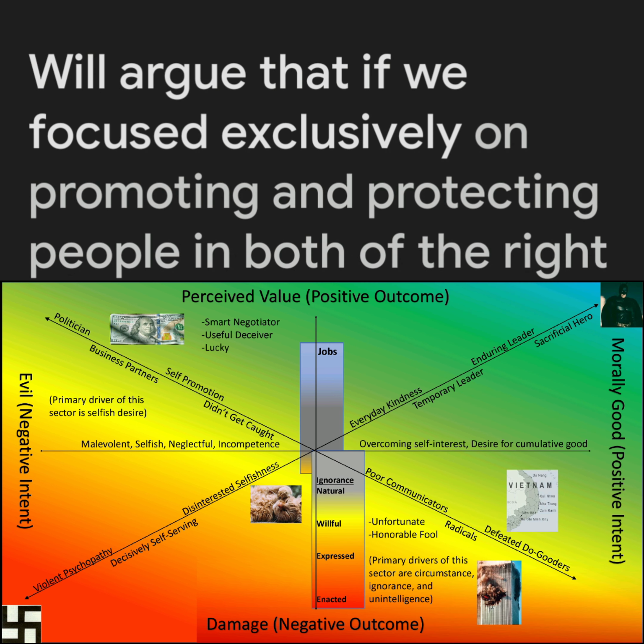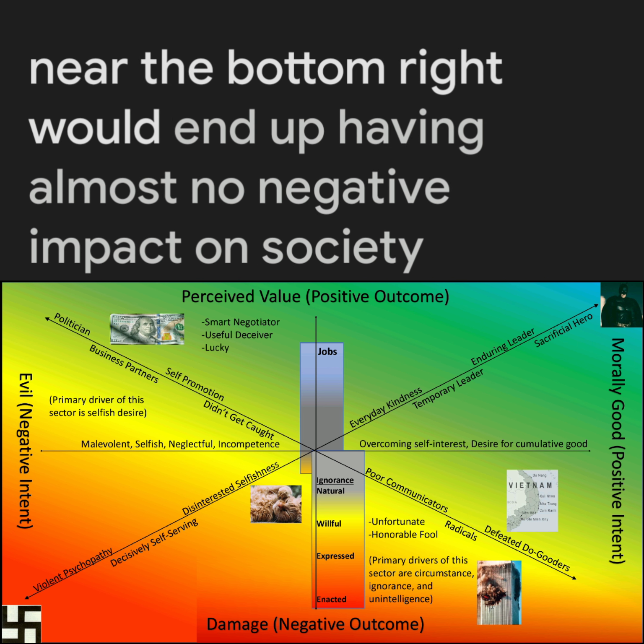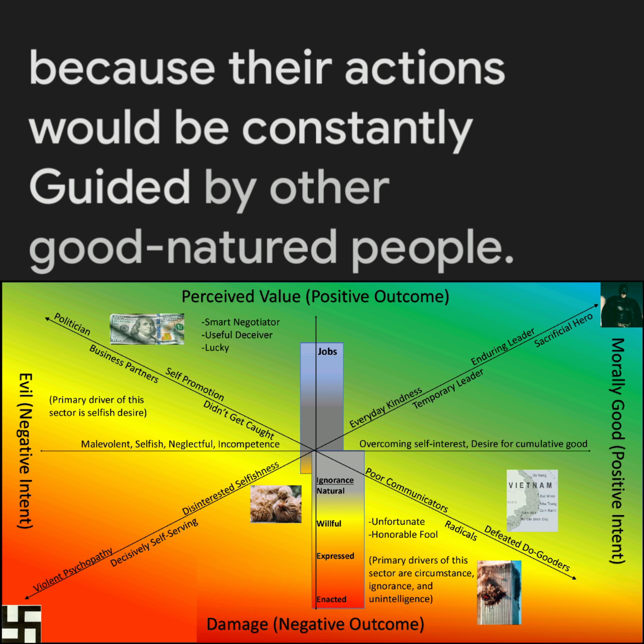I will argue that if we focused exclusively on promoting and protecting people in both of the right quadrants, even the fools, our society would be perfectly fine. Even the well-intended imbeciles near the bottom right would end up having almost no negative impact on society because their actions would be constantly guided by other good-natured people.